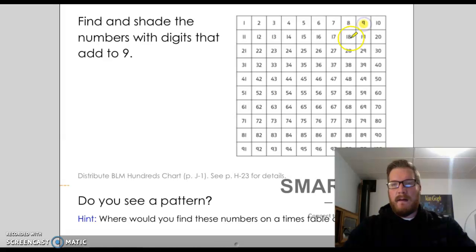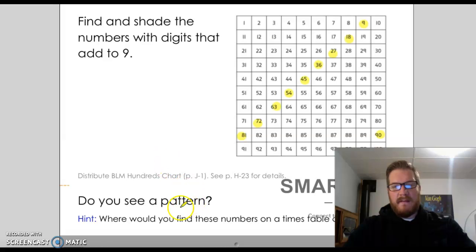So here's all of the digits that add to 9, right? So I have 9 plus nothing, 1 plus 8, 2 plus 7, 3 plus 6, 4 plus 5, 5 plus 4, 6 plus 3, 7 plus 2, 8 plus 1, and then all the way over here, 9 plus 0. All of those numbers add up to 9, right? That goes down in a diagonal line, and we start a new one over here.